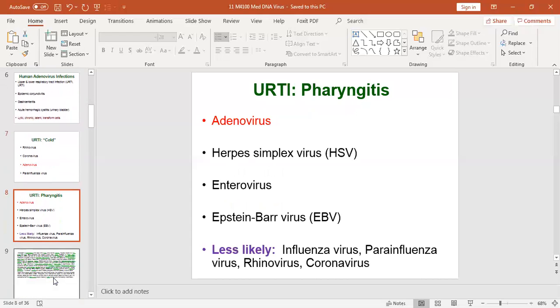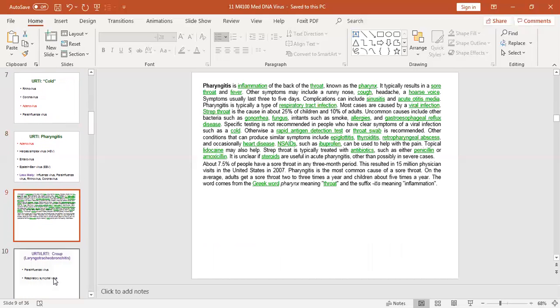Moving to slide number 8, upper respiratory tract infection, pharyngitis. Adenovirus is the most common cause of pharyngitis. Other viruses that can cause pharyngitis are herpes simplex virus, enterovirus, Epstein-Barr virus, or EBV, and those viruses that are less likely to cause pharyngitis are influenza, parainfluenza virus, rhinovirus, and coronavirus. Slide number 9 is a little bit of a description of pharyngitis, which is inflammation of the back of the throat or pharynx.